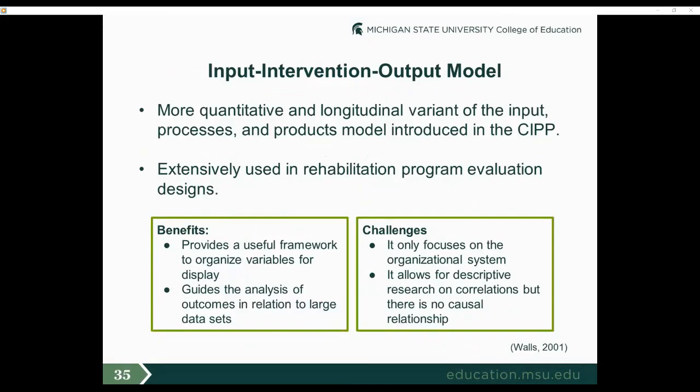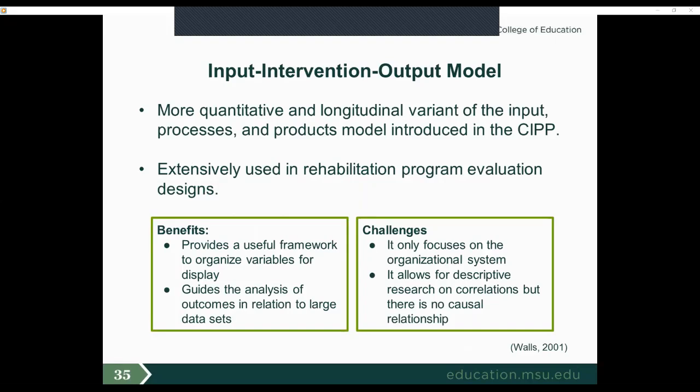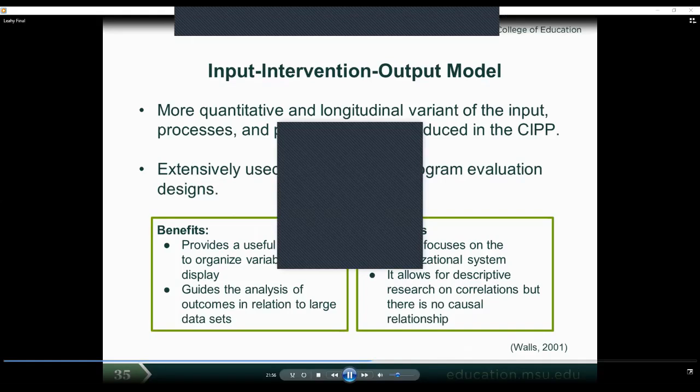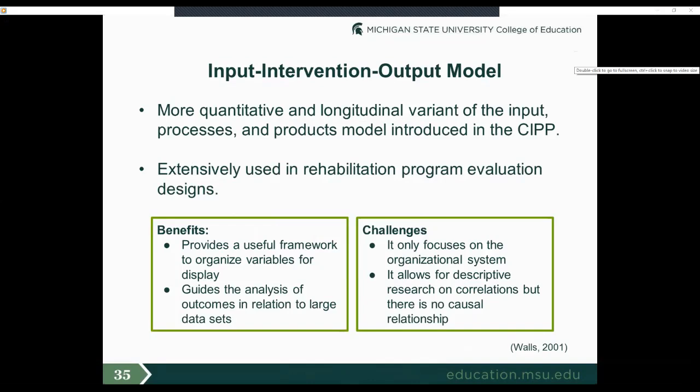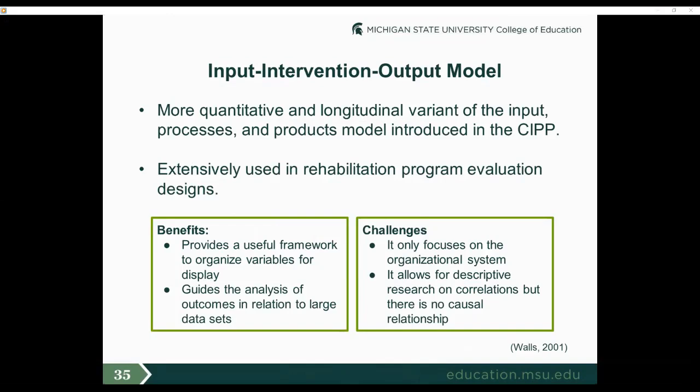The next model that we'll talk about is the Input Intervention Output model. Now, this is a model that is very familiar with many program evaluators throughout the country, and one that is used extensively, particularly in relation to the 911 data and other available information within the Public Rehabilitation Counseling Program. It is a more quantitative and longitudinal variant of the input, process, and products model introduced within the CIPP. Benefits include providing a very useful framework to organize variables for display. It also guides the analysis in terms of outcomes, particularly in relation to large data sets, which we often utilize within the state federal program.